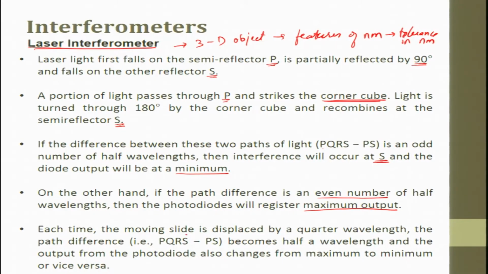Each time the moving slide is displaced by a quarter wavelength, the path difference PQRS minus PS becomes half a wavelength, and the output of the photodiode also changes from maximum to minimum and vice versa. So, as and when you start moving, the fringe patterns also move. Based on this, you can try to find out the distance.